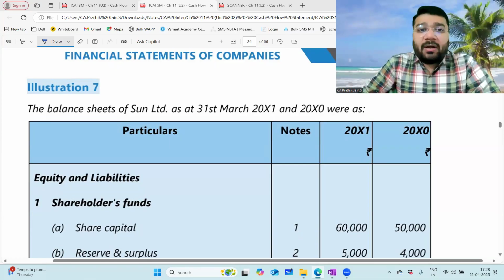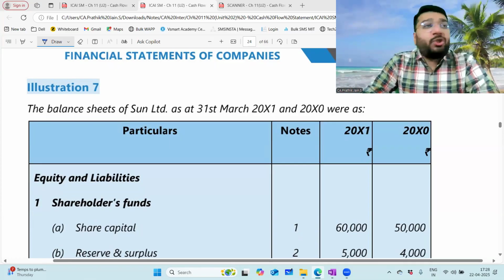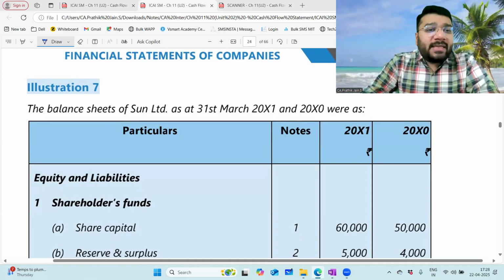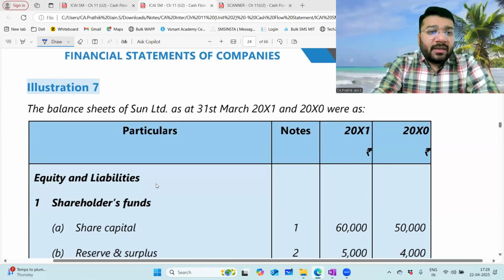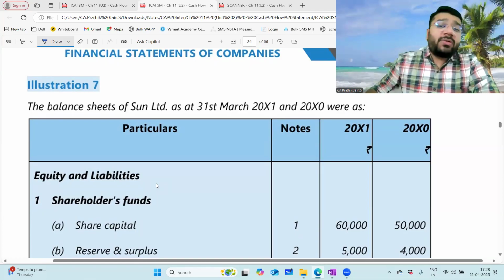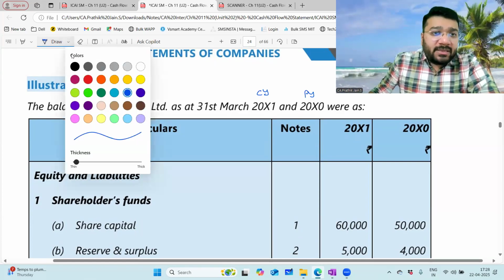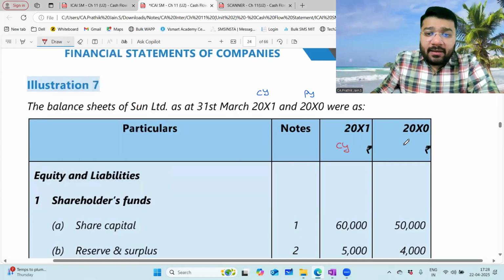So, guys, we're doing this chapter called cash flow statement. In the last class, we had a discussion on illustration number 2 and illustration number 6 of the ICAI study module. So now we'll be heading forward to the next question, illustration number 7. It says that the balance sheet of Sun Limited as at 31st March 2001 and 2000 is given. So this is current year and this is previous year. This is current year, this is previous year.